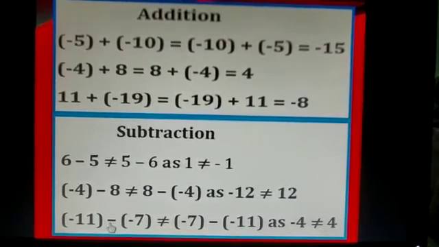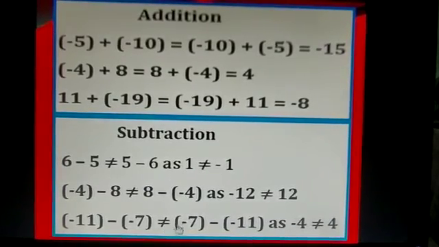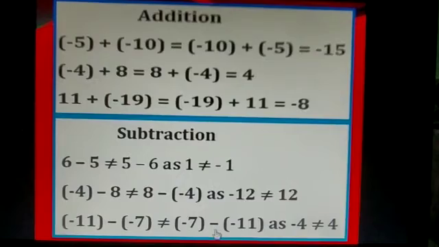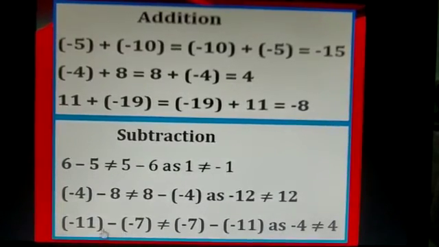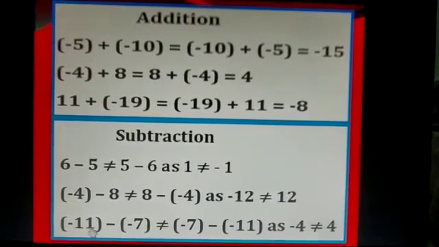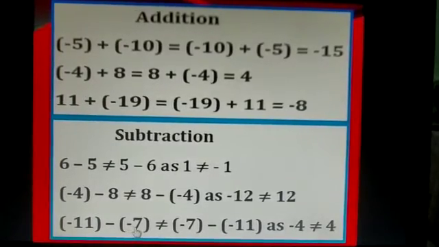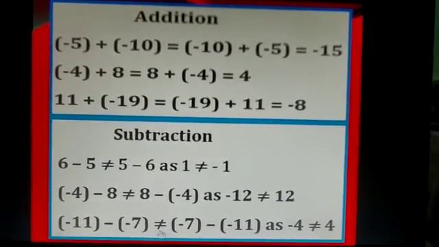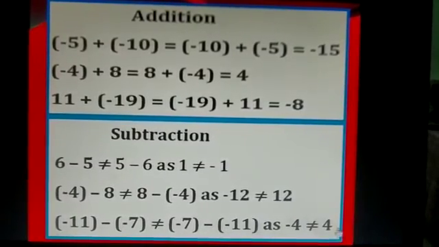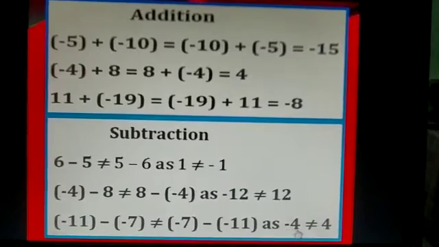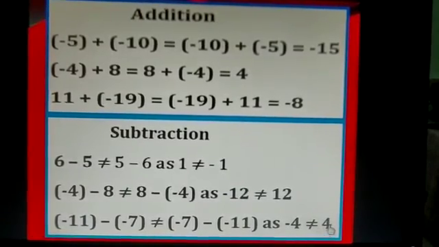Negative 11 minus negative 7 is not equal to negative 7 minus negative 11. Negative 11 minus negative 7 is equal to negative 4, and negative 7 minus negative 11 is equal to 4. So negative 4 is not equal to 4.